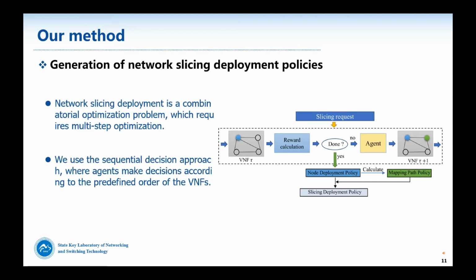We adopt a sequential decision approach to generate deployment policies for network slicing. Agent deploys the virtual net function in sequence according to the predefined sequence of the network slicing. After all virtual network functions are deployed, the agent calculates the slicing mapping path. The two are combined to generate a slicing deployment policy. The deployment of each virtual network function is the action of the agent, and the reward value of this action will be calculated to evaluate the pros and cons of the action and train the agent.